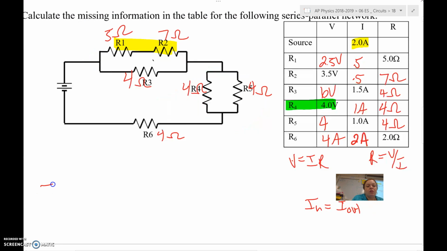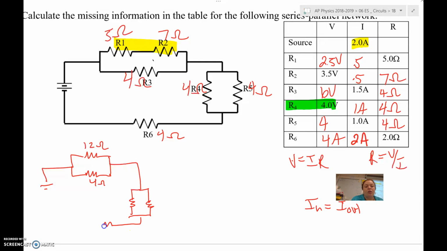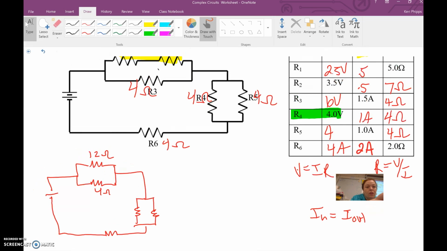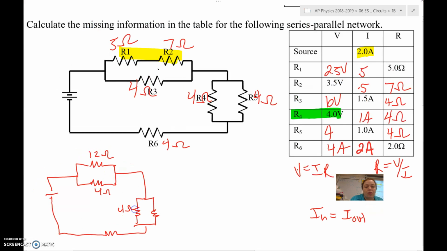So that becomes, and I'm going to redraw as I go, that becomes 12 ohms up top. The 4 on the bottom hasn't changed. And then over here hasn't changed. Okay. And then, so these are 4 ohms, and 4 ohms, and 2 ohms. All right, so I just got to do the equivalent resistance of the others. So I'll do it in blue over here on the side.